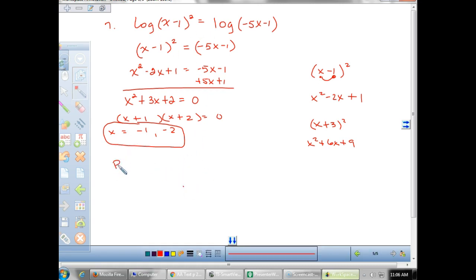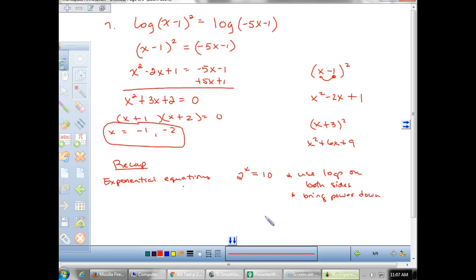Okay, so let's recap what we have done today, just so you can make sure you understand. We're solving exponential equations. And I'm not going to solve these. I'm just going to write them out so you see what they look like. 2 to the x is equal to 10. How did you do it? Take logs of both sides. Use logs on both sides. And then what do you do? You bring your power down. So I'm just recapping. I'm not going to actually do the problem. So that's the first thing we learned to do today.